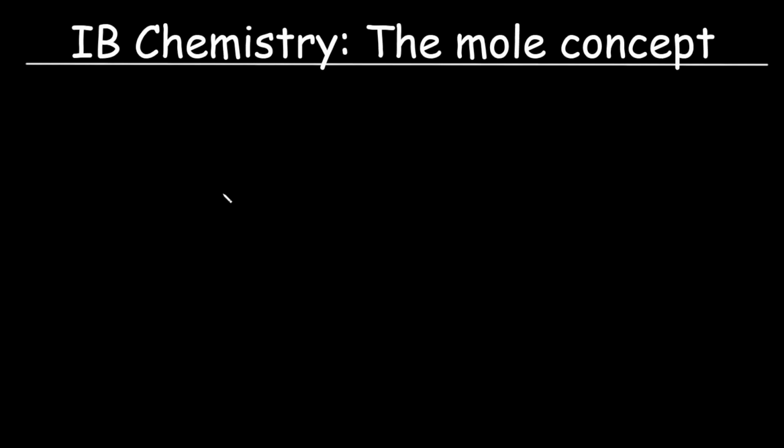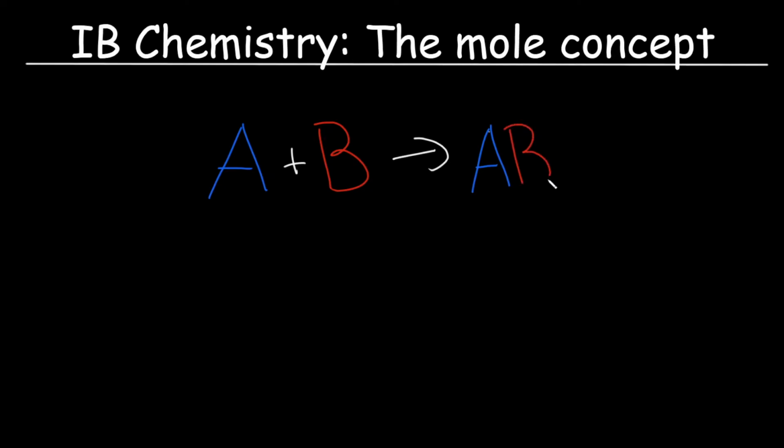In this video, we're gonna cover the mole concept. So let's start with the motivation for the mole. Let's say you're a chemist who's trying to react a compound A with a compound B to create a complex A, B. Now, this reaction is called a one-to-one reaction because one particle of A reacts with one particle of B to create one particle of complex AB.